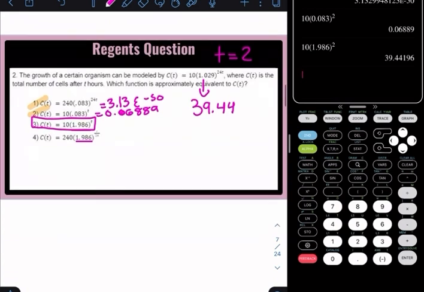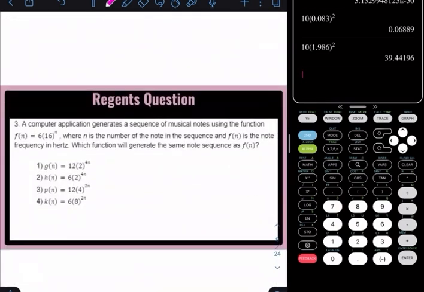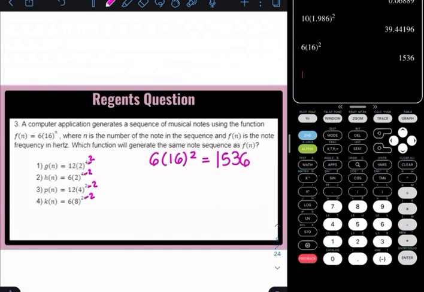Now let's look at number 3. Number 3 is saying a computer application generates a sequence of musical notes using this function, 6 times 16 to the n power, where n is the number of notes in the sequence. All right, so we can make n equal to 2. I'm just going to always make n equal to 2. When I do that, I get 6 times 16 to the second power, which is 1,536. All right, now let's look at each of the answer choices. I'm just going to replace each of the n's in the answer choices with 2 and hope that one of them gives me the same 1,536.